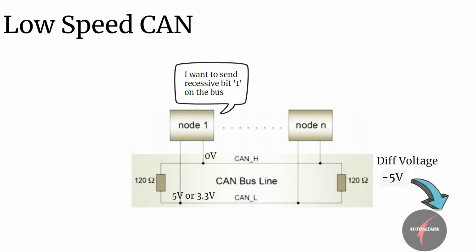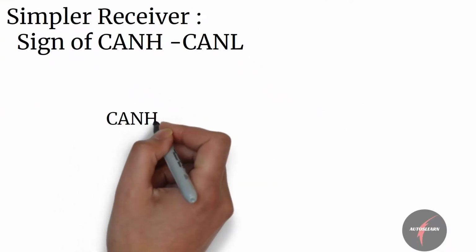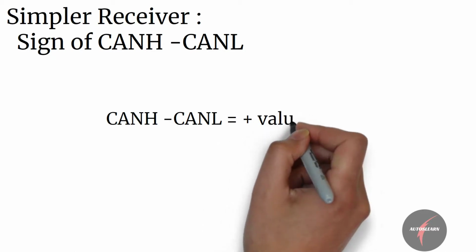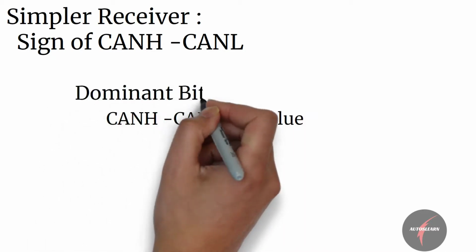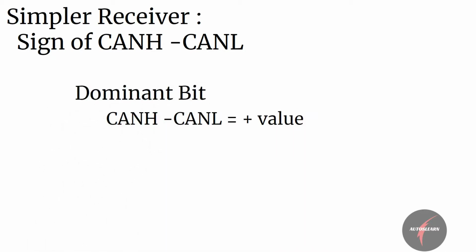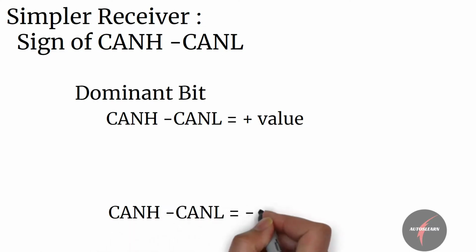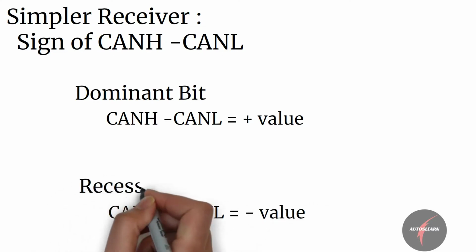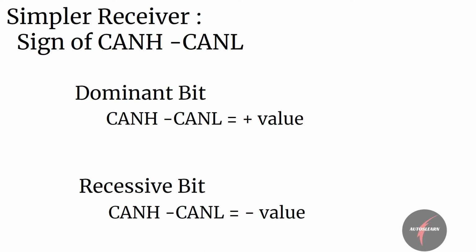In this case, as you can see, the receiver logic is simpler, since the receiver just has to consider the sign of operation CAN high minus CAN low to determine if the network is dominant or receive. That is, if CAN high minus CAN low is positive, that means the network is in dominant state, and if CAN high minus CAN low is negative, that means the network is in receive state.